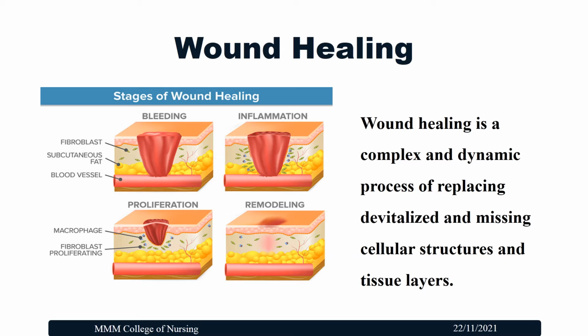This wound healing process occurs in 4 different phases. That is, the first phase, immediately when the wound occurs, there will be a bleeding phase. Then it leads to inflammation, proliferation, and finally the wound healing will be completed by remodeling.